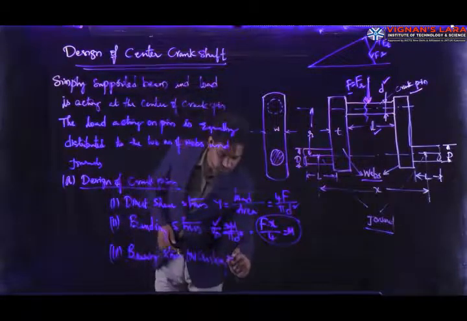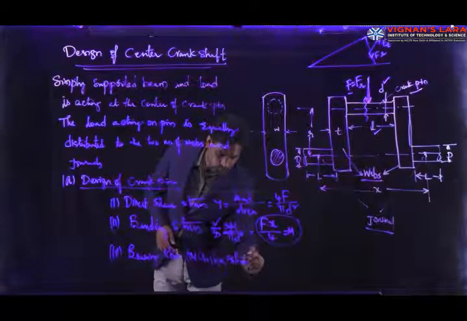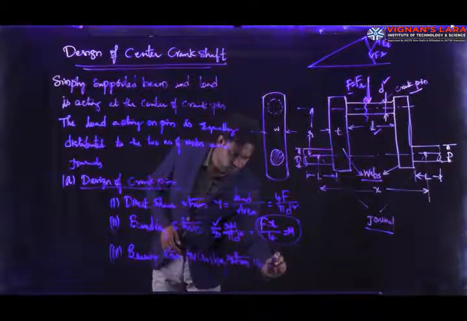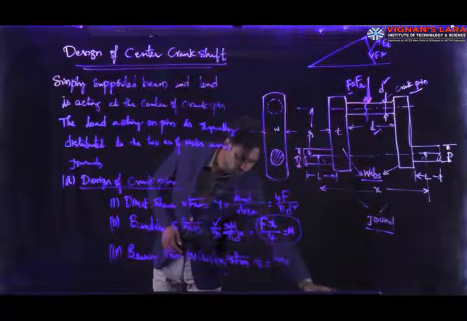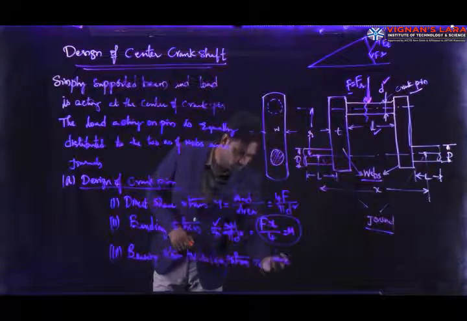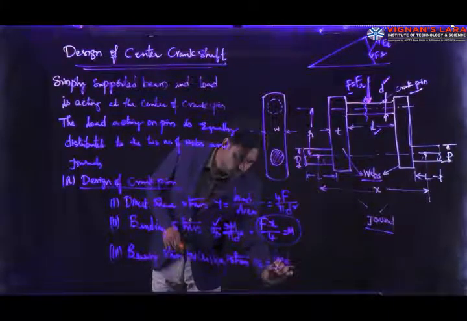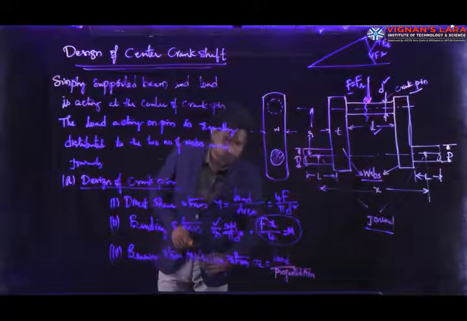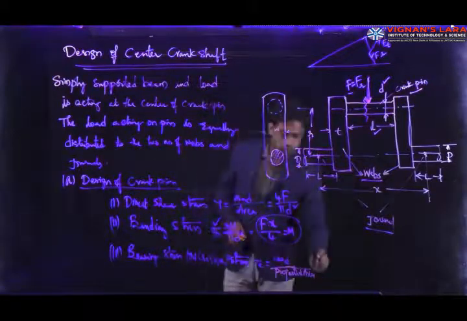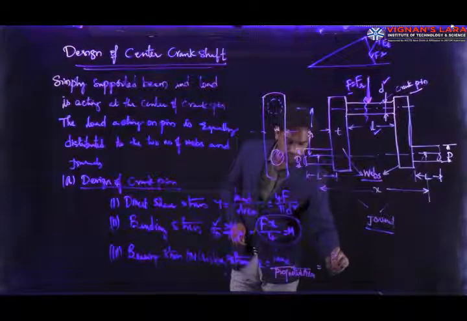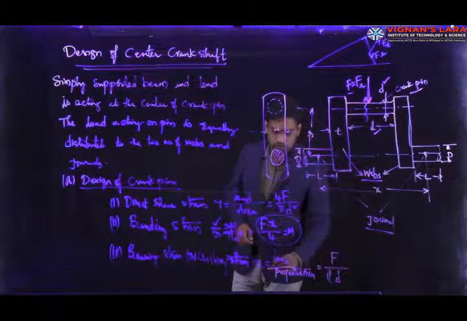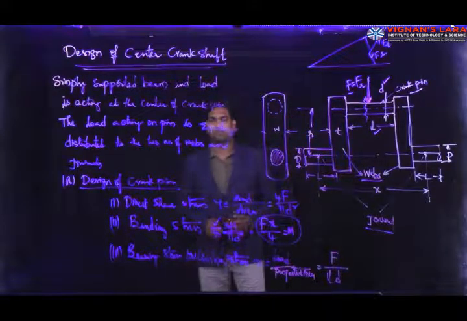Bearing stress or crushing stress, sigma c, is equal to again the load by projected area. So we know that the load acting is F and the projected area is L into T. Clear? So these are the three stresses induced in the crank pin.